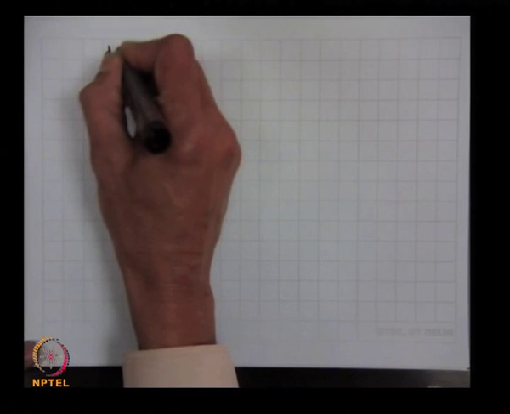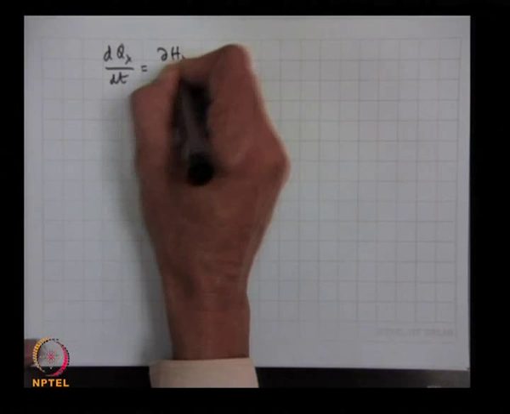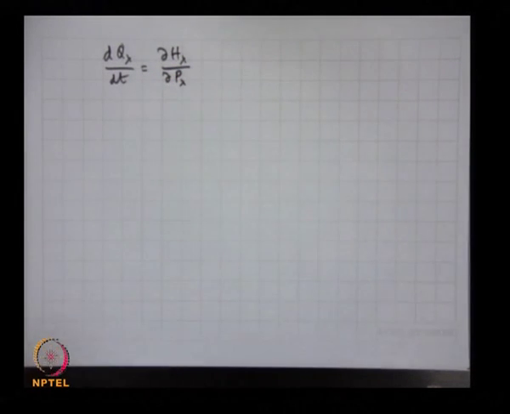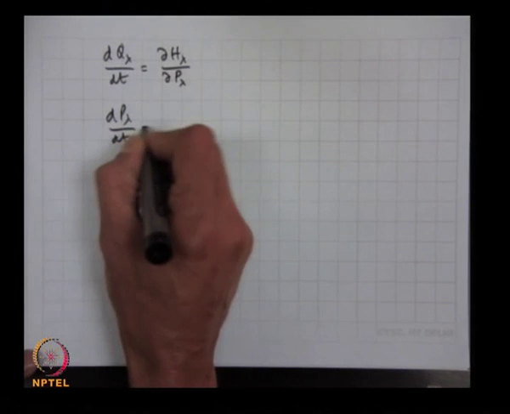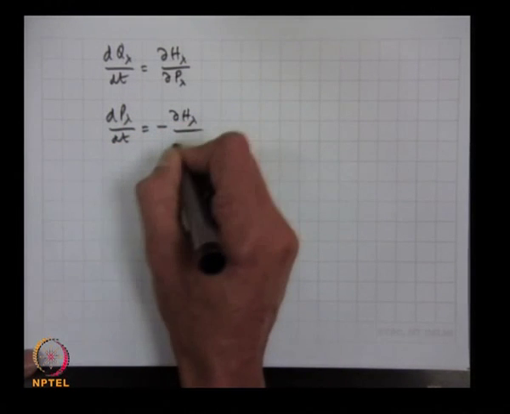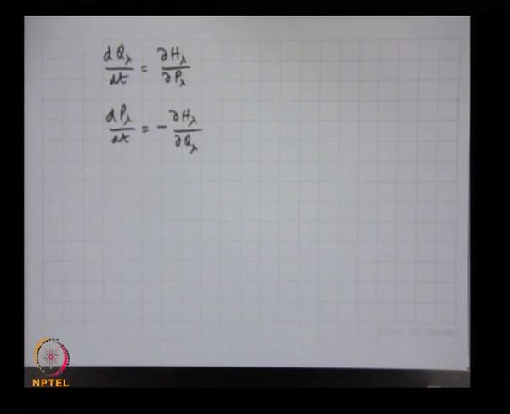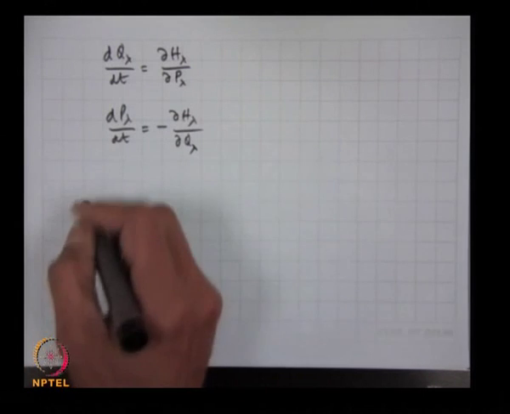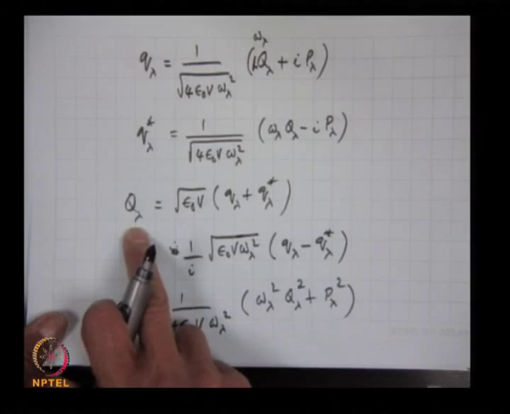So what is the Hamilton's equation? dq lambda by dt is equal to del h lambda by del p lambda. That is, dq by dt is equal to del h by del p, and the other equation is dp lambda by dt equal to minus del h lambda by del q lambda. So let me check the first equation. Here is the expression for q lambda.